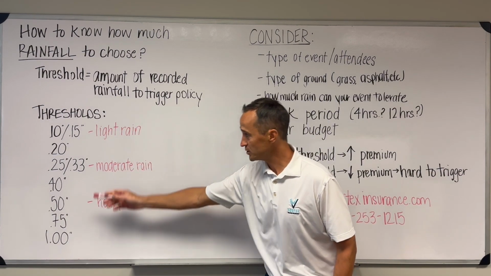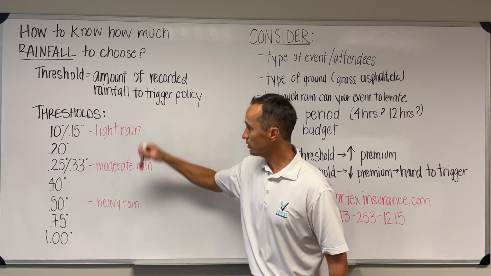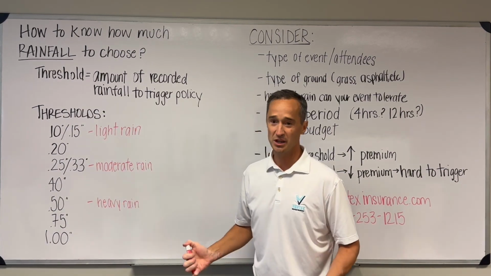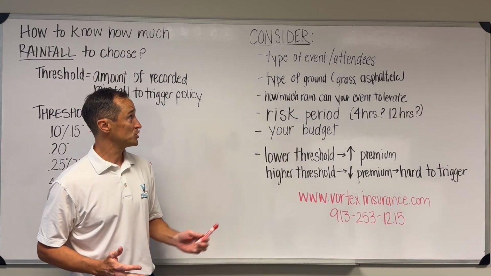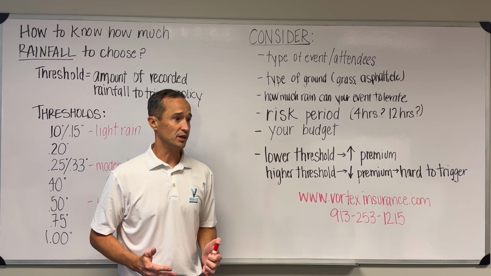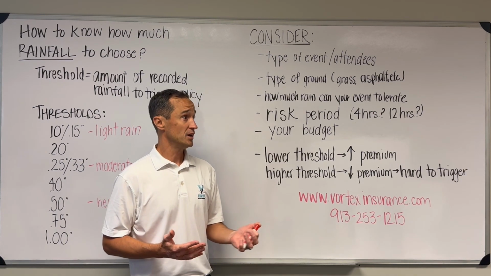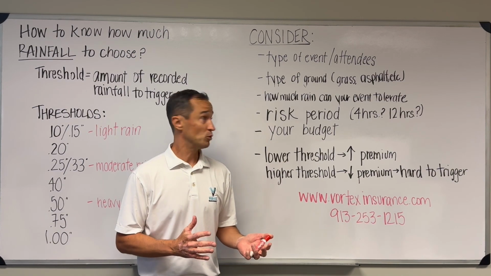There are several different thresholds that are commonly used: lighter rain amounts, moderate rain amounts, quarter-inch and higher, and then there's the heavier rain amounts, half-inch and more. Several factors to think about when setting a rain insurance threshold. What type of event are you holding? Is it a rock concert where rain is not as significant to your attendees? Or is it maybe an art festival or a wine festival where rain could shy away more people?